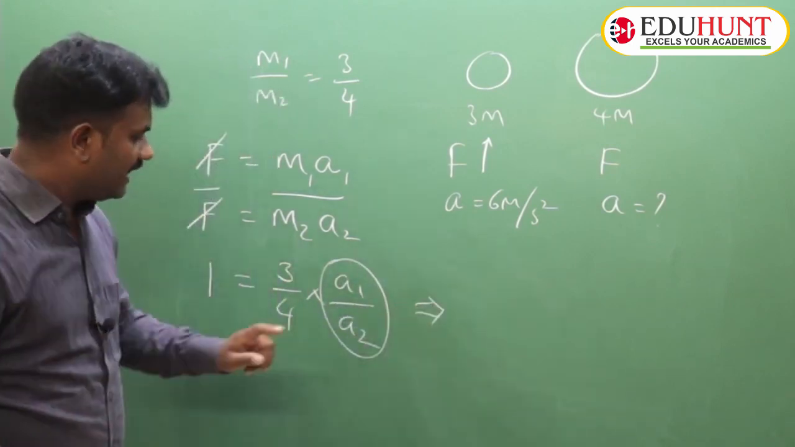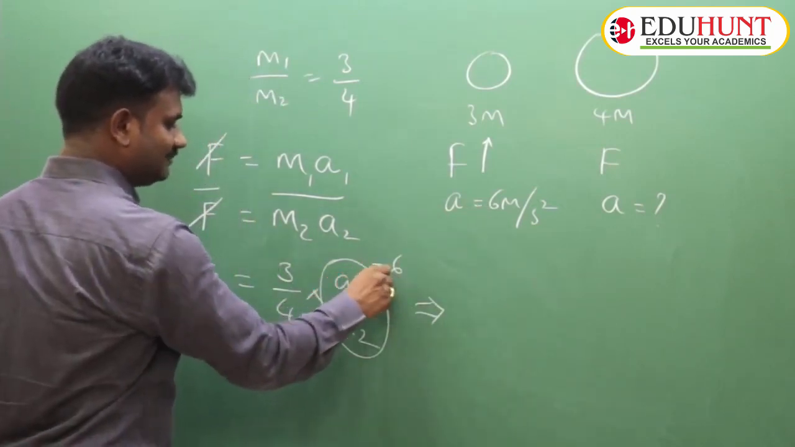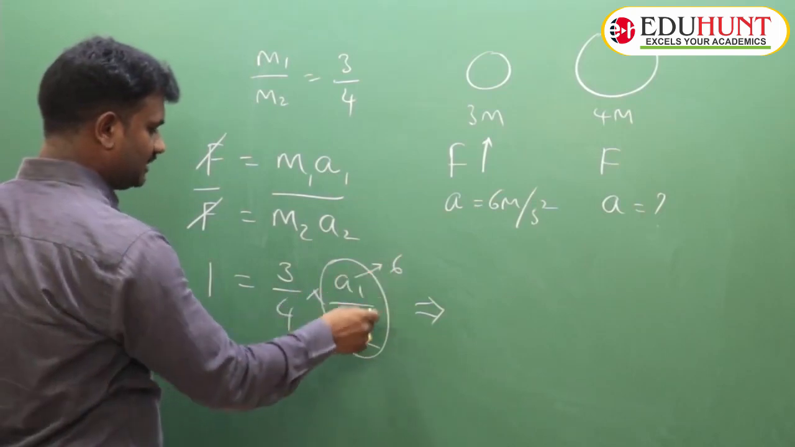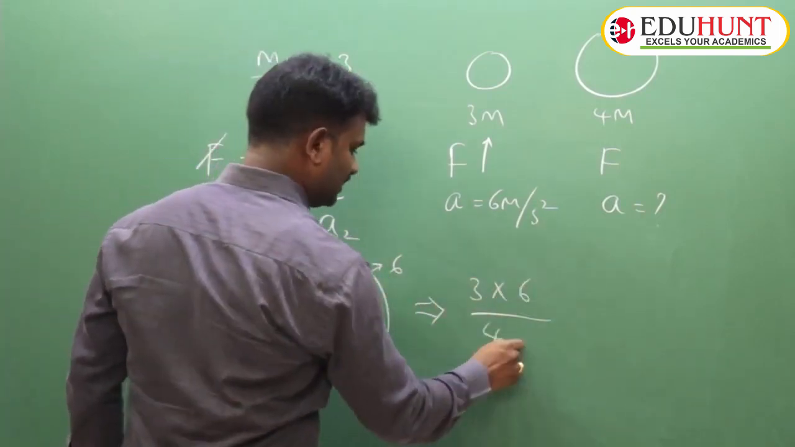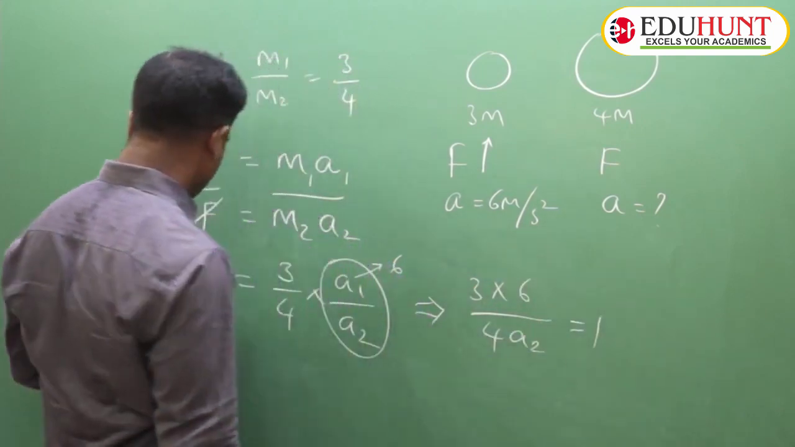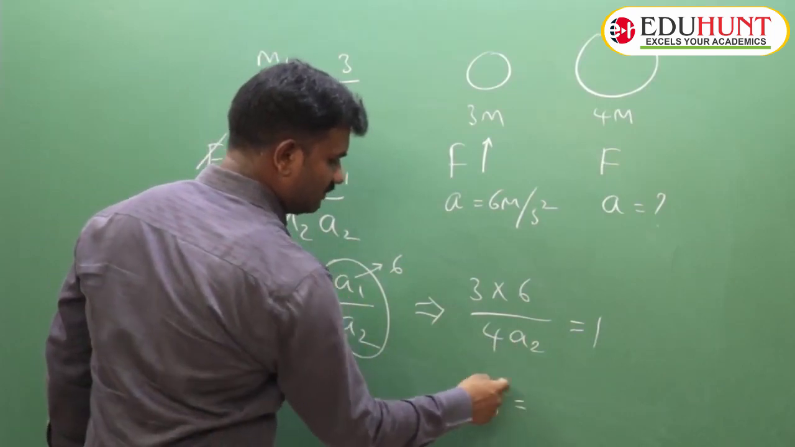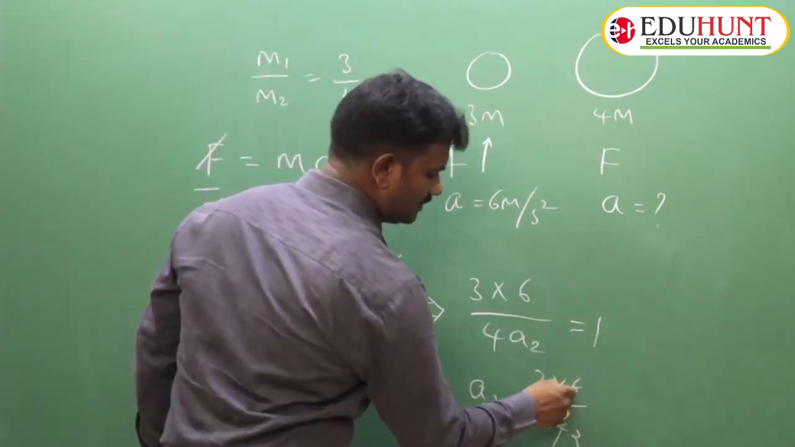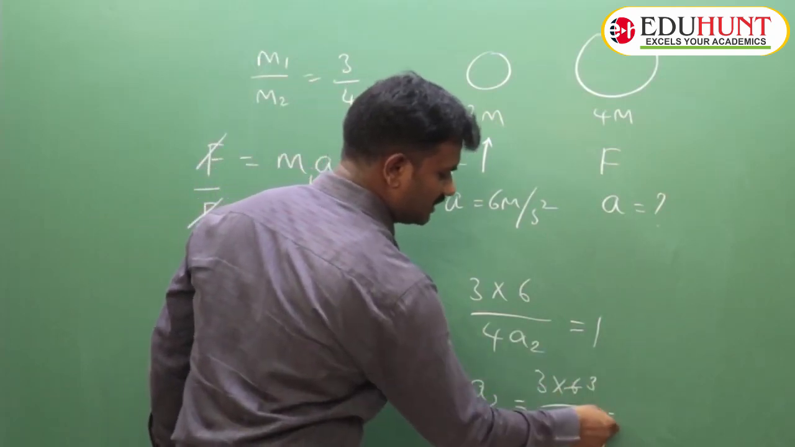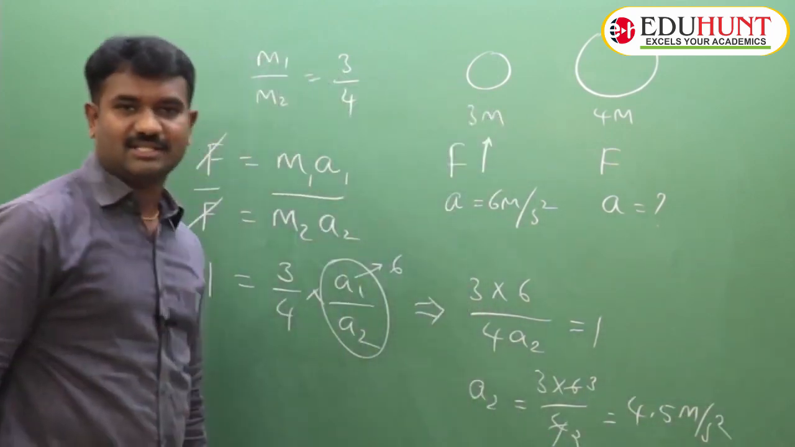Our target is to find a2. a1 is already known, that is 6. Put 6 here and simplify, we'll get the answer. When you put 6 here, it becomes 3 into 6 by 4 times a2 equal to 1. Our target is to find this a2. So a2 is equal to 3 into 6 by 4, 2 times 3 times, it's 9/2, which is equal to 4.5 meter per second square.